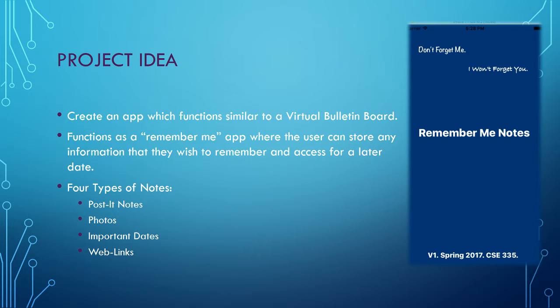Thirdly, I wanted to store important dates, which basically stored different event information. Each event had an associated name, date, location, and time, and this was stored in core data. And finally, we had web links, which function similar to the bookmarks function of a browser, meaning it stored a name, a date, and an associated URL that the user could then use and load through the app.